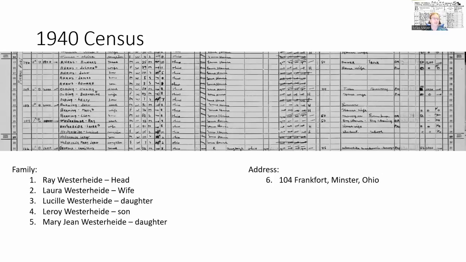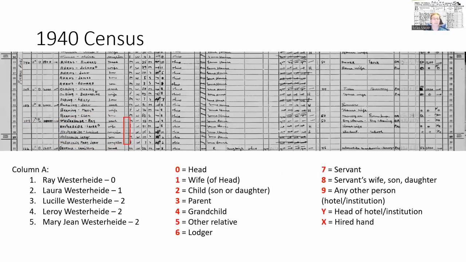And as you go down the census, you can find family members. So this is my great-grandfather, Ray Westerheide, his wife, Laura, their daughter, Lucille, son, Leroy, and the other daughter, Mary Jean. We can find their address, 104 Frankfurt Street. We get more information in these data categories. So if you notice here, Ray Westerheide says 0, Laura's 1, Lucille is 2, Leroy's 2, Mary Jean is 2.